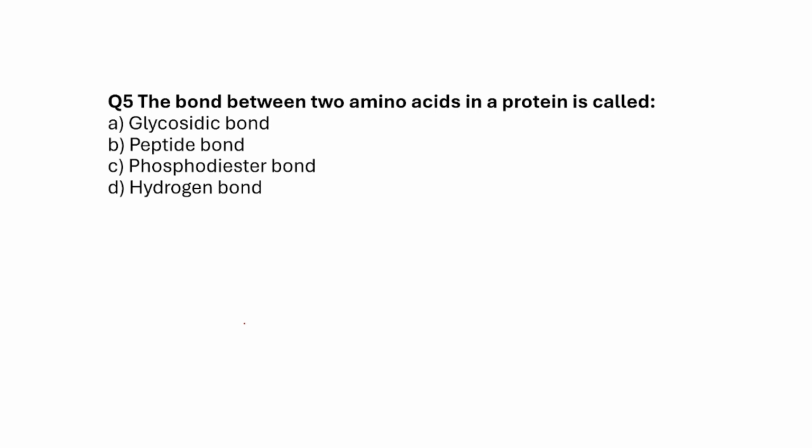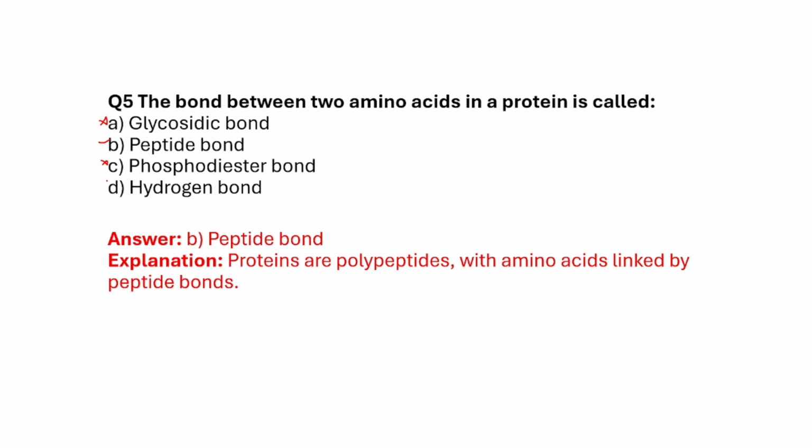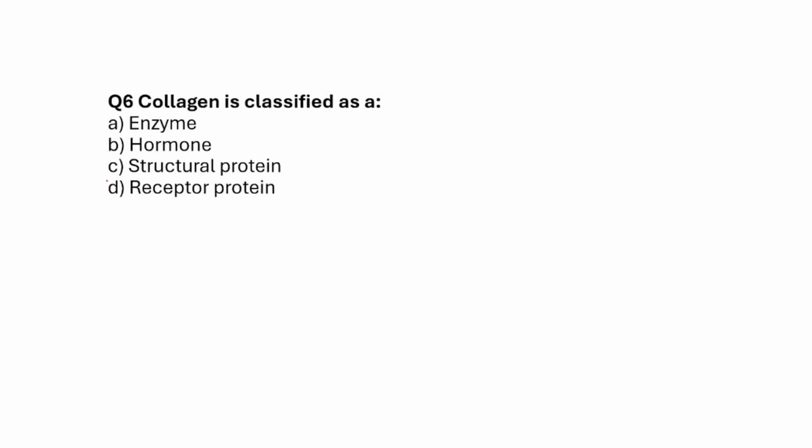The bond between two amino acids is called glycosidic bond. No, it happens within the carbohydrates. Peptide bond, yes. Phosphodiester bond, no, that is in the nucleotides. And hydrogen bond. So peptide bond is the correct answer. Proteins are polypeptides and they are linked by peptide bonds.